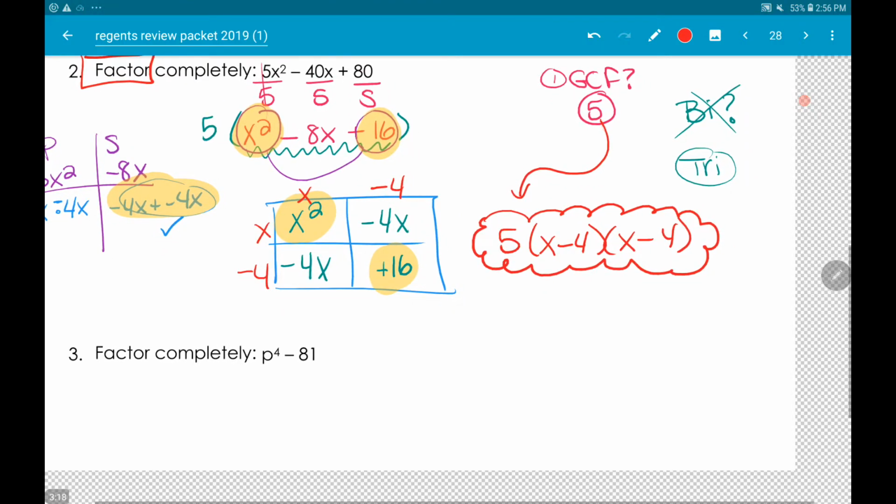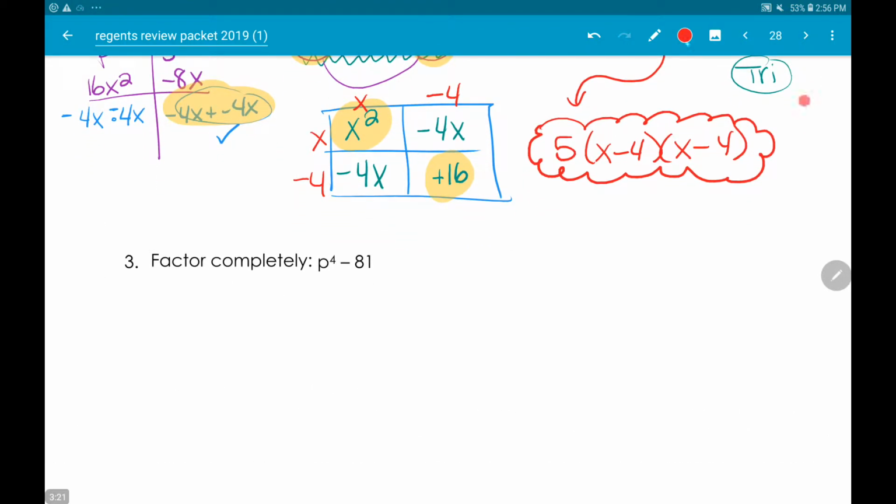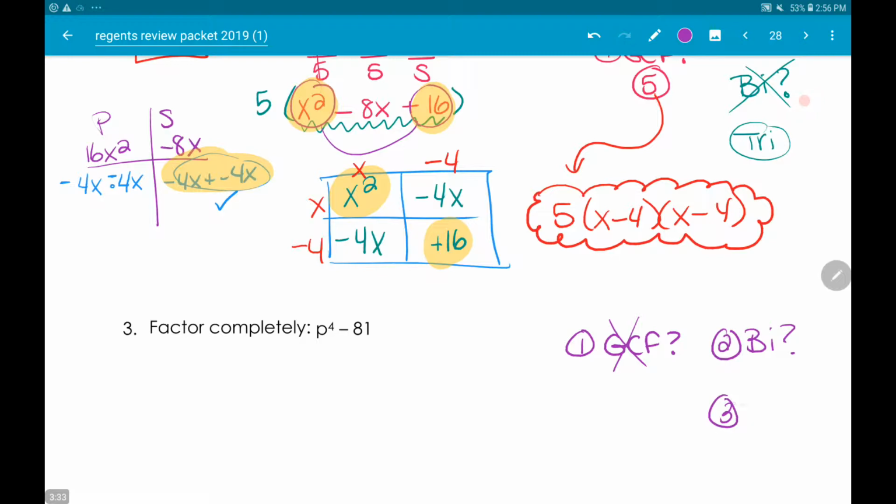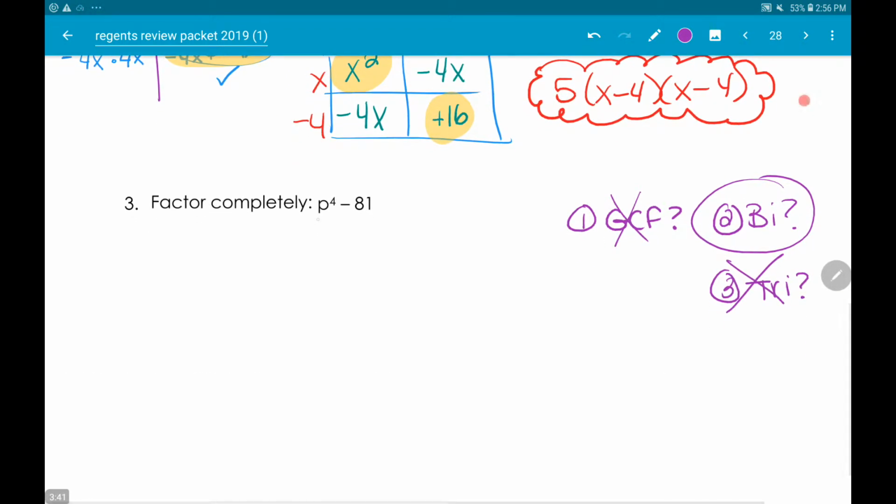Okay, let's look at number 3. Again, I ask myself these questions. Is there a GCF? No. Is it a binomial? Can I do DOPS? Or is it a trinomial and I need to do product sum? It is a binomial. So I look, can these be broken down into perfect squares? They can. So 9 times 9, and p to the power of 2, and p to the power of 2. My parentheses.